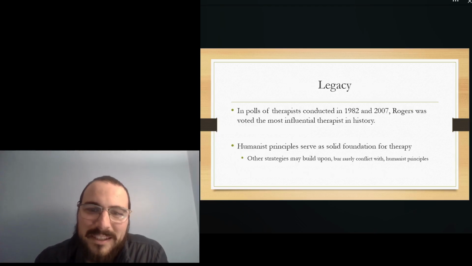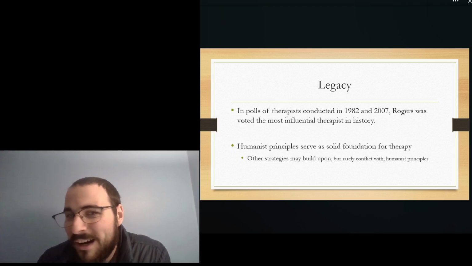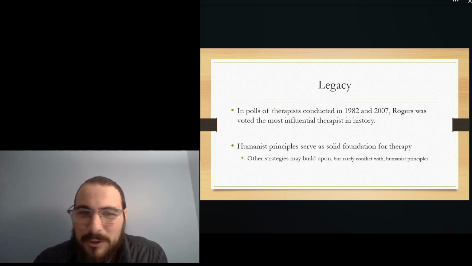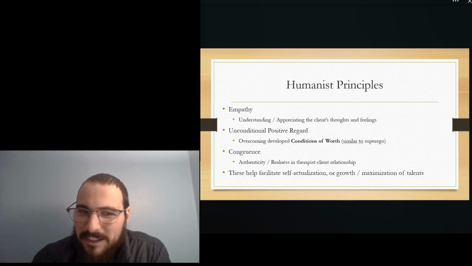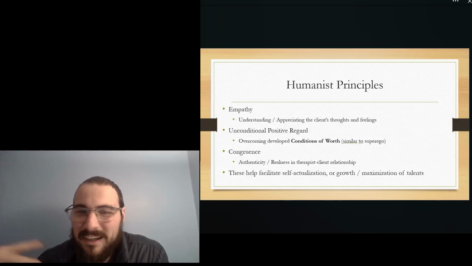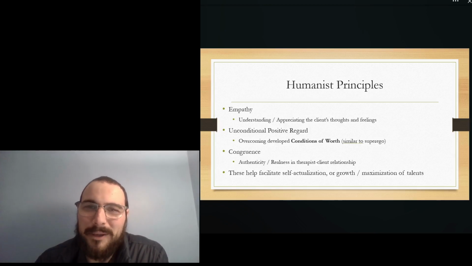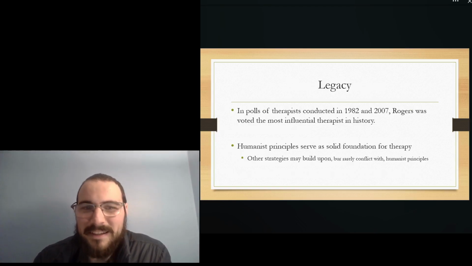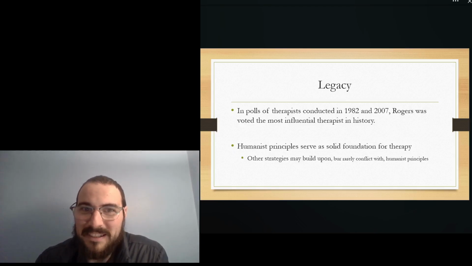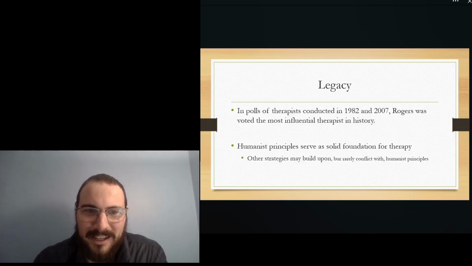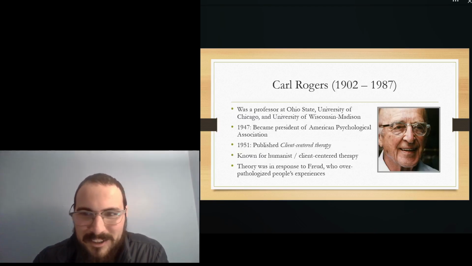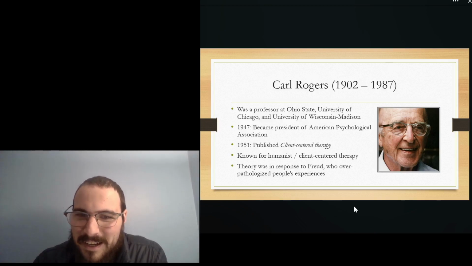And I would say that other strategies may build upon and add to this, but it's very rare that another school of therapy would ever conflict with these humanistic principles. So that's why I say it's a very good foundation. If you go to a therapist practicing cognitive behavioral therapy or acceptance and commitment therapy, they'll still use these humanist principles. So it created this very strong, solid foundation and baseline for how a therapist should act and what kind of relationship they should have with their clients. So that's the legacy of Carl Rogers. Just getting another look at him and his biography.